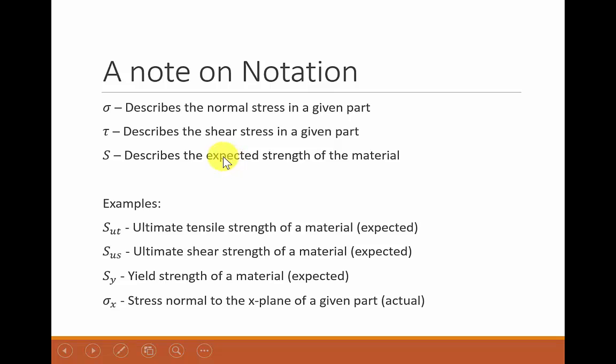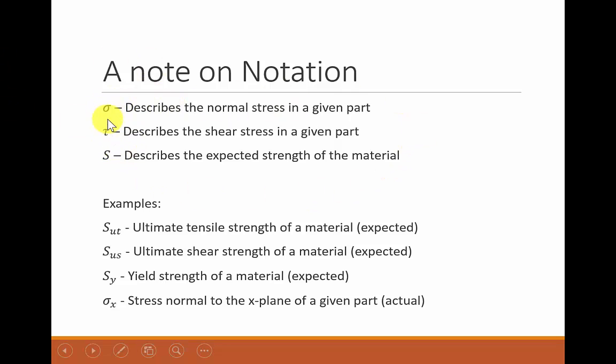And the biggest way to help you understand why we're differentiating between an S and a sigma, and we're not just carrying one symbol all the way around, is that S has something to do with the strength of the material. It's a quality of the way the part was made, the material of the part.